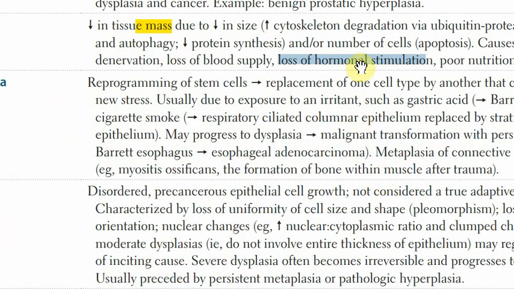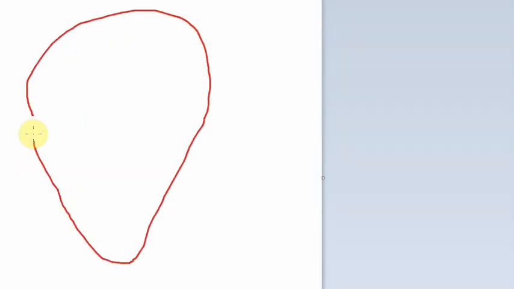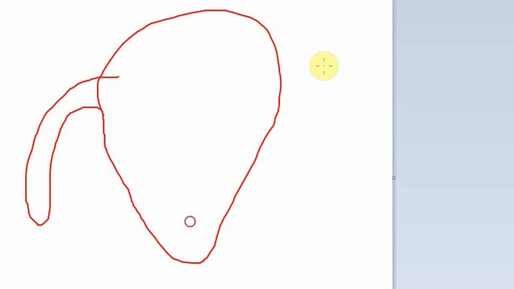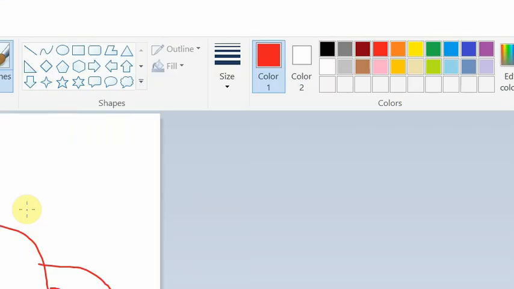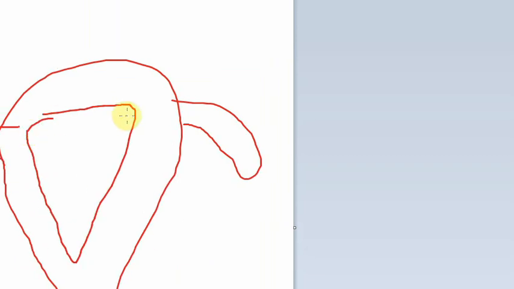I would like to speak about this one and tell you about the example of endometrial hyperplasia. So this is the uterus again. It looks bad, I know. And the endometrium, we said it proliferates in case of what? In case of exposure to estrogen.